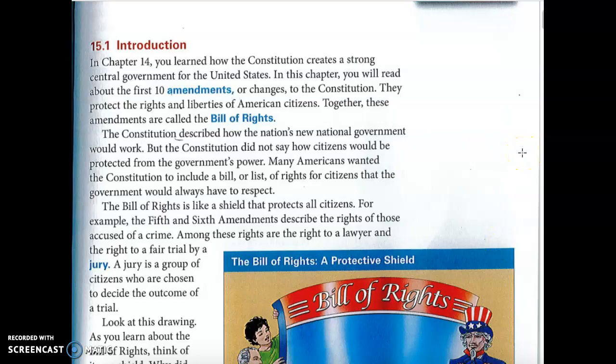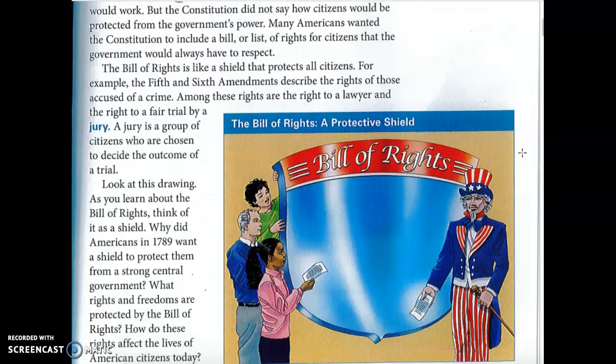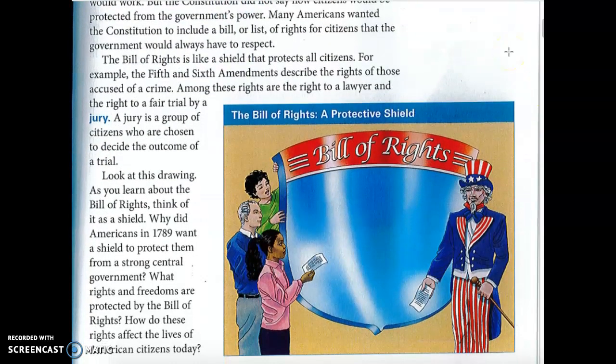For example, the Fifth and Sixth Amendments describe the rights of those accused of a crime. Among these rights are the right to a lawyer and the right to a jury with a fair trial. A jury is a group of citizens who are chosen to decide the outcome of a trial.